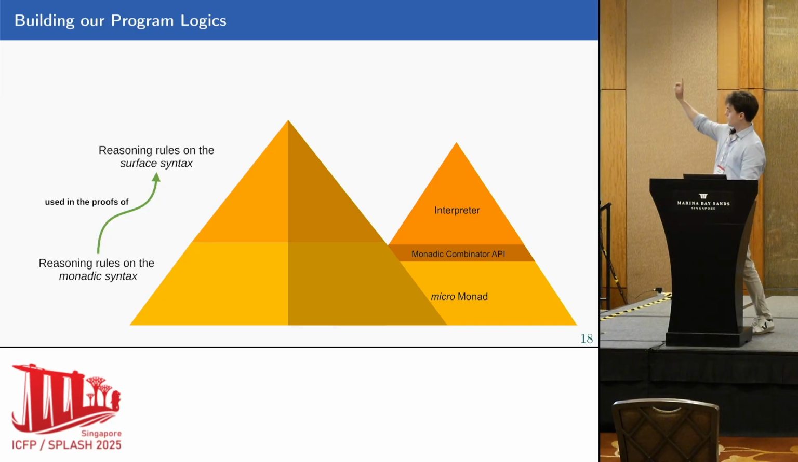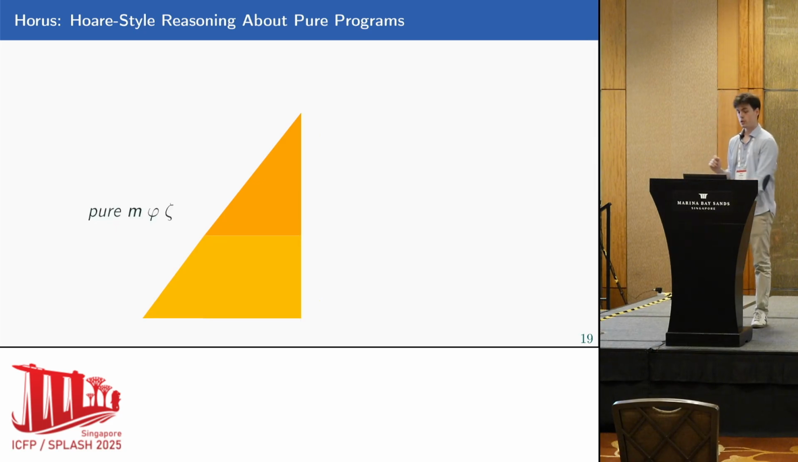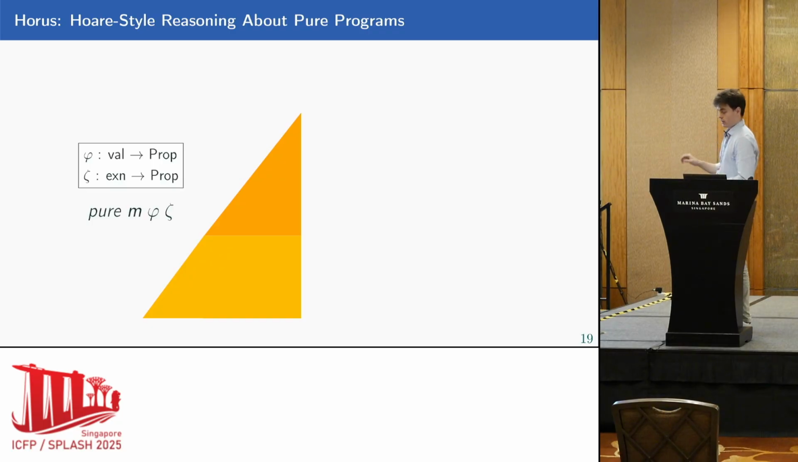Now, you'll notice it's logics with an S here. And you'll also notice this pyramid is shaded. And that's because we have two. We have one pure program logic for pure programs. These are roughly programs that can step without having access to the store. And for that, we have a weakest precondition style judgment that says M, the computation terminates, and if it is a value, then it satisfies phi, and if it is an exception, then it satisfies zeta.